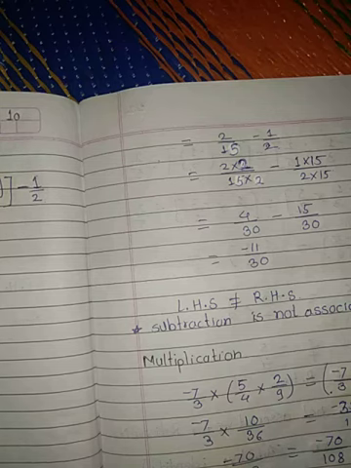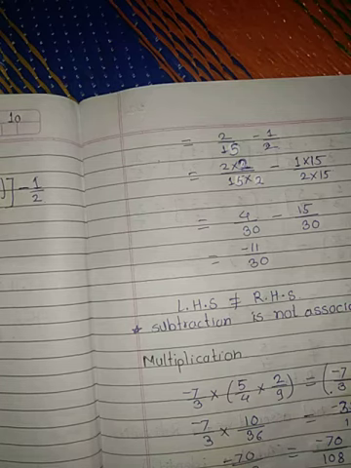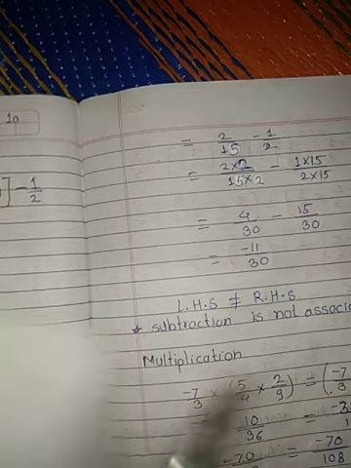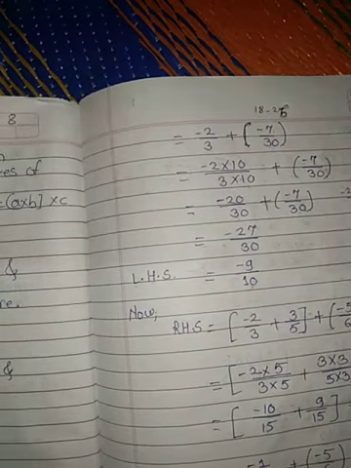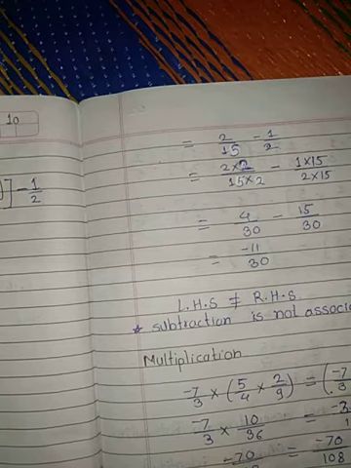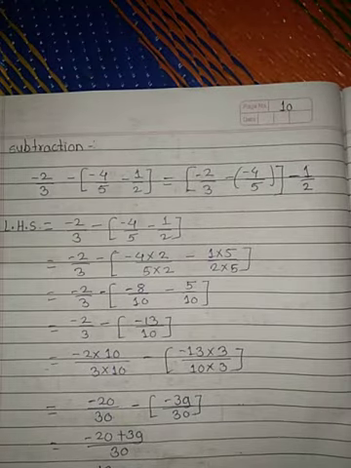Hi students, in session 3 we learned what associativity means and how it works for addition. Now for subtraction, we have to check whether the associative law works or not. So for subtraction, we are taking this example.